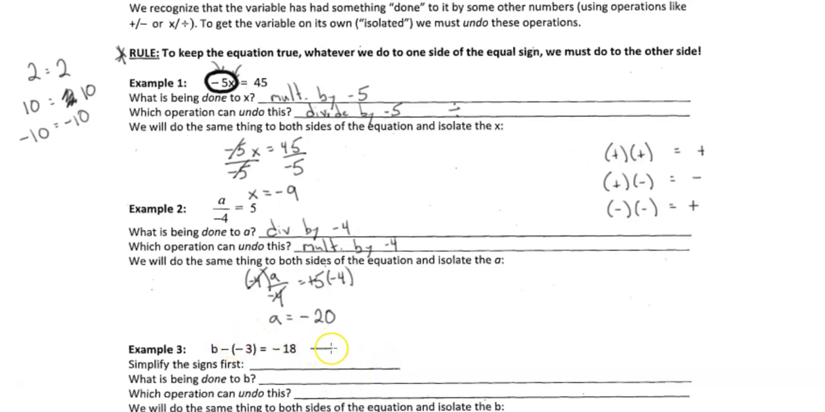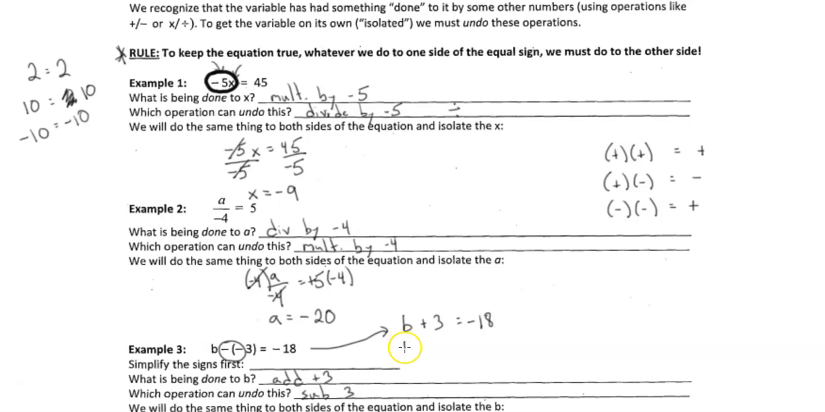First of all, this one, let's simplify a bit. So we have b subtract negative 3. Two negatives gives you what? Positive. Okay, so that's going to be the same as b plus 3 equals minus 18. In this case, what's being done to b? Plus 3. So we're adding 3. How am I going to undo that? What's the opposite of addition? Minus 3. All right, so we're going to subtract 3.